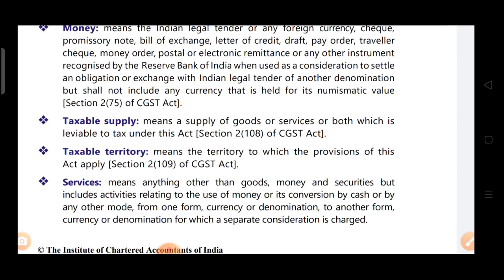Taxable supply means supply of goods or services or both which is leviable to tax under this Act. Okay, leviable to tax means on which tax is imposed. Now taxable territory means territory to which provisions of this Act apply. Simple. Now services means anything other than goods, money and securities. In the definition of goods, 2 items were excluded: money and securities. In services, 3 items are excluded: money, securities and goods.